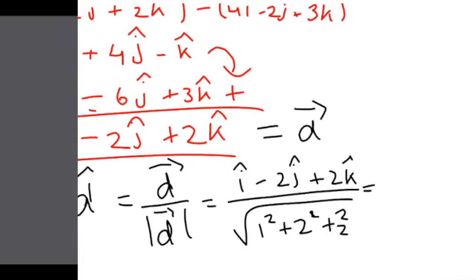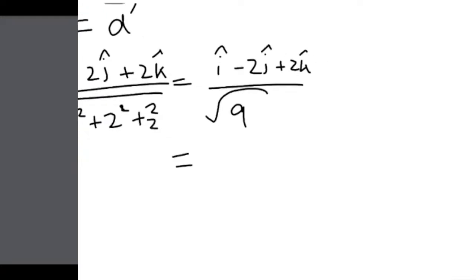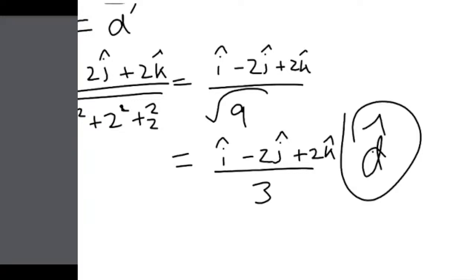Okay, so this is equal to i vector minus 2j cap plus 2k cap divided by root of, I think, 9, right? Then finally we can convert this as i vector minus 2j cap plus 2k cap divided by 3. Okay, so this is the unit vector. So this is d cap. Okay, now we have to find a vector having a magnitude. So magnitude must be equal to 6.